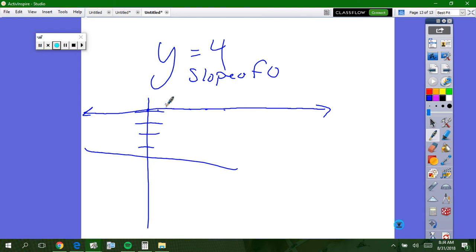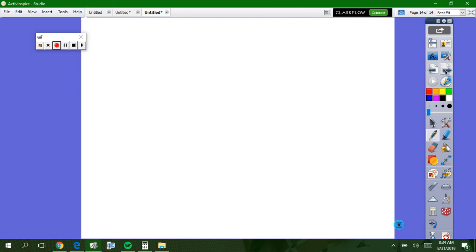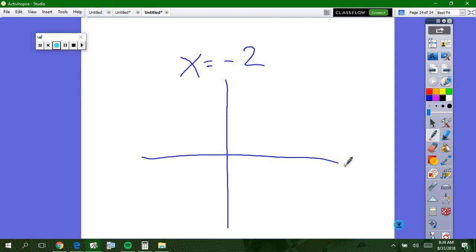But then we have the other type, which is like x equals -2. What is that saying? No matter what my y value is, what's x always going to be? So what is it going to be? A vertical line, because your x value is always going to be -2.